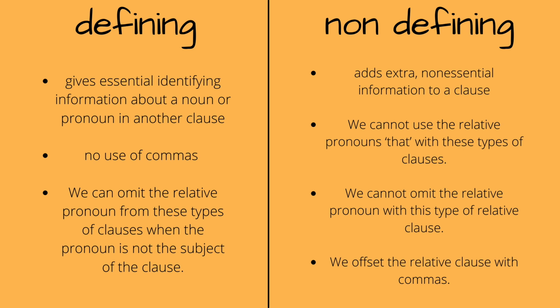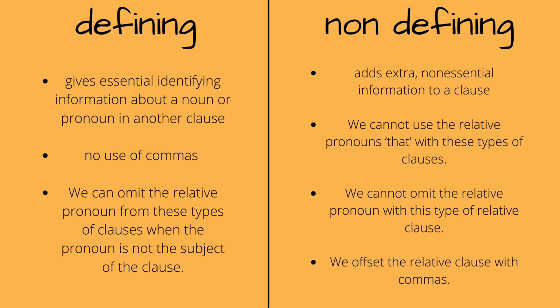Non-defining relative clauses add extra, not essential, but maybe helpful information to a clause or about a noun or pronoun in another clause, okay? We cannot use the relative pronoun that with these types of clauses. Use which always when talking about things. And also with non-defining relative clauses, we cannot omit the relative pronoun, okay? So with defining, we can omit the relative pronoun when it is not the subject, but with non-defining, you always have to leave that relative pronoun in.